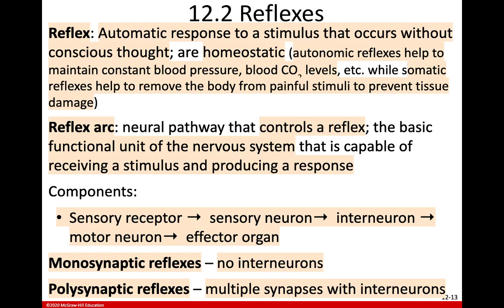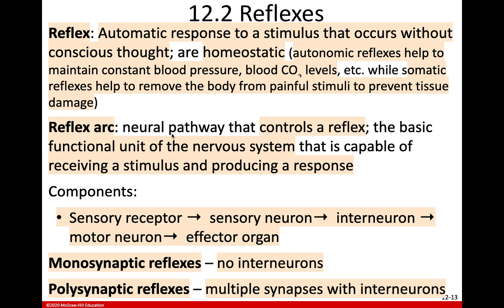And it is homeostatic, in that it is helping to maintain homeostasis internally. Autonomic reflexes help to maintain things like your blood pressure inside your body, but you also have somatic reflexes that help to remove your body from painful stimuli to prevent tissue damage. So again, we have autonomic reflexes that are helping to regulate just conditions inside our body, and then we have somatic reflexes, and those are the ones that we're the most familiar with, that help to remove our body from something that might damage us.